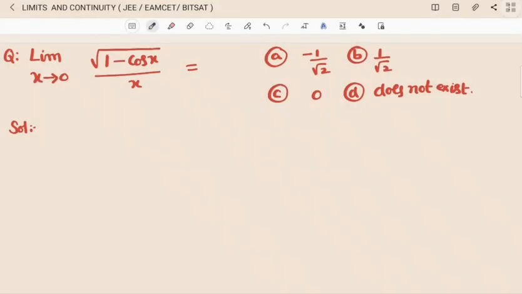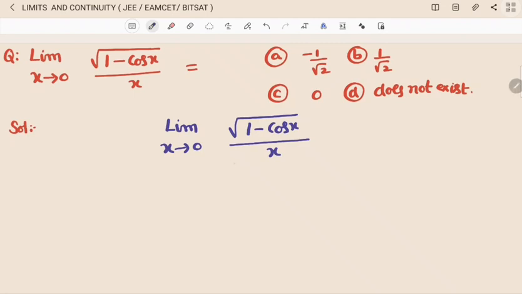The next question: limit x tends to 0, root of 1 minus cos x by x equal to, these are the options. Even here also, dear students, limit x tends to 0, root 1 minus cos x by x is there. Even root means plus or minus we will consider. So plus or minus means two values of root we are getting.